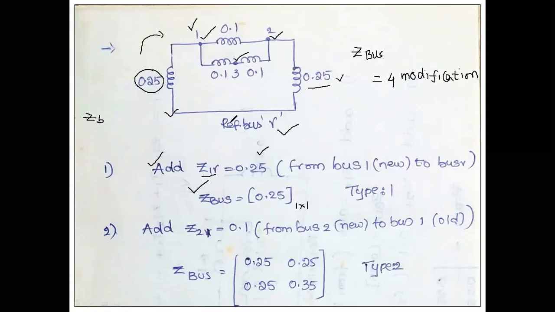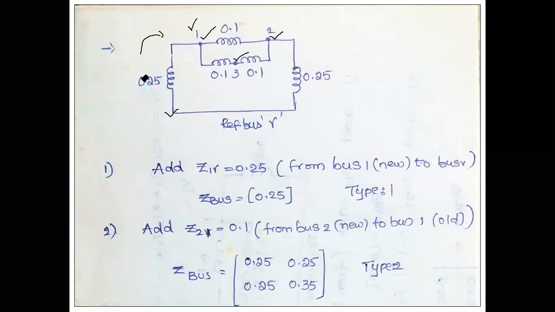With this, the type 1 modification has been completed, and now Z bus is equal to 0.25 and the size of the Z bus is 1 by 1. Next, what is the next one? Type 1 modification is not there, so you must go for type 2 modification. Now what is a type 2 modification? You have to add the branch impedance that is connected between an old bus and the new bus.